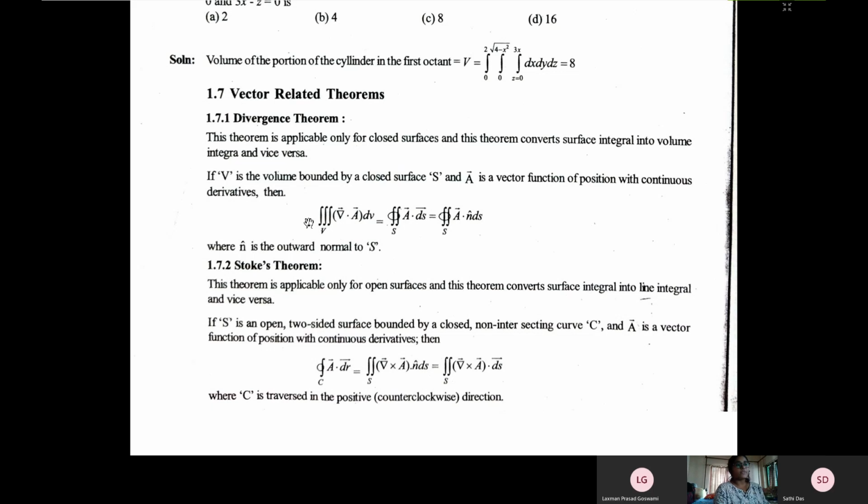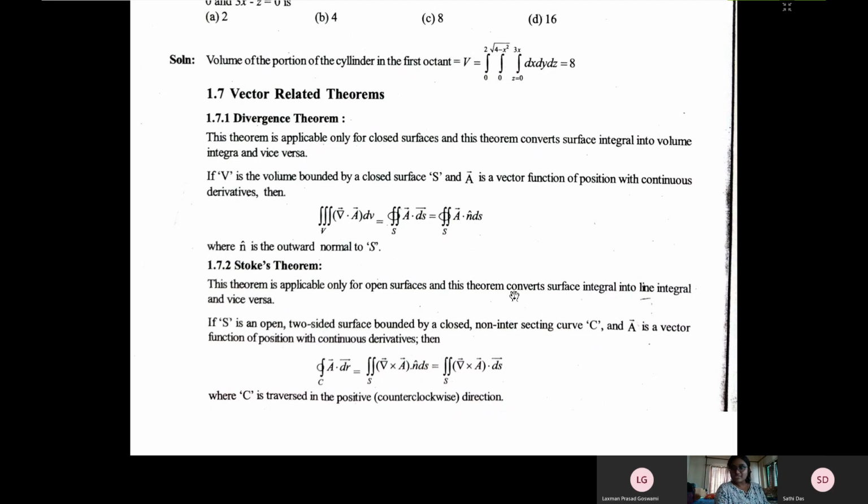And what is the divergence theorem? If V is the volume bounded by a closed surface S and A is a vector function of position with continuous derivatives, then the volume integral over V of del dot A dV equals the closed surface integral over S of A dot ds, or A dot n cap ds. Okay, so you should understand it is a closed surface integral. The surface is closed, not open. And what is the Stokes theorem?